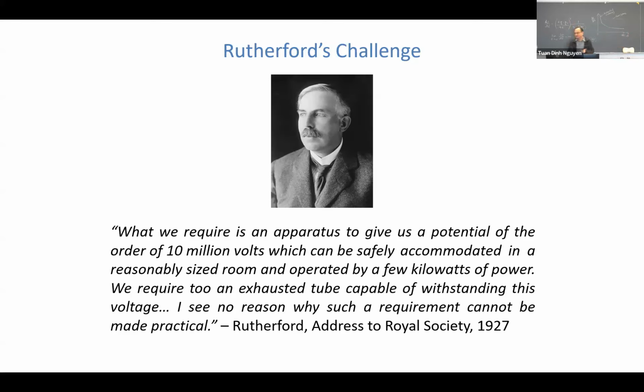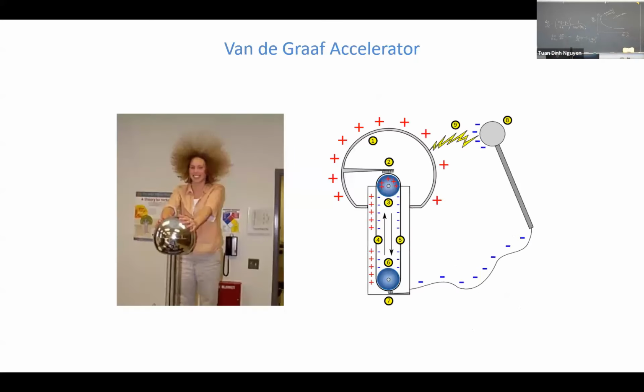So why 10 million electron volts? Well, we know the kinetic energy of alpha particles is on this order. So we want something greater than that, because we want more energetic particles and not to use a static radioactive source. And the challenge was met by what was invented later, called the Van de Graaff accelerator.